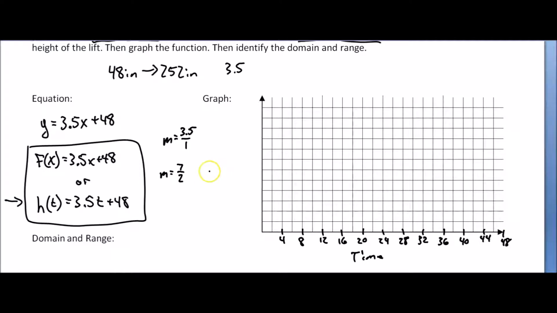And so now over here for my height, I'm going to scale the height. Oh, and I guess that was in inches, so I'll just write inches over here. For my height, I'm going to put a little zigzag in here. That means I'm just skipping some values, so I'm going to start at the 48. It's nice to start at the 48 because that's my y-intercept. And then I'm going to scale this thing by something like 7's or 14's.